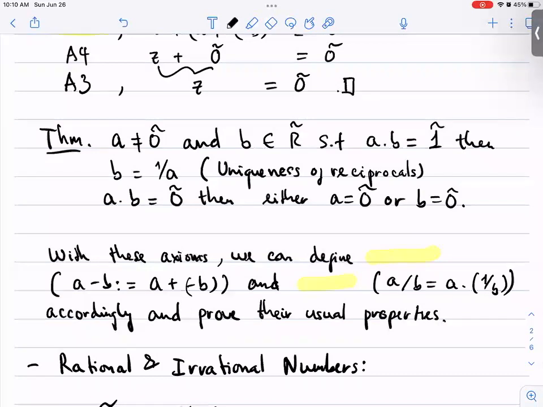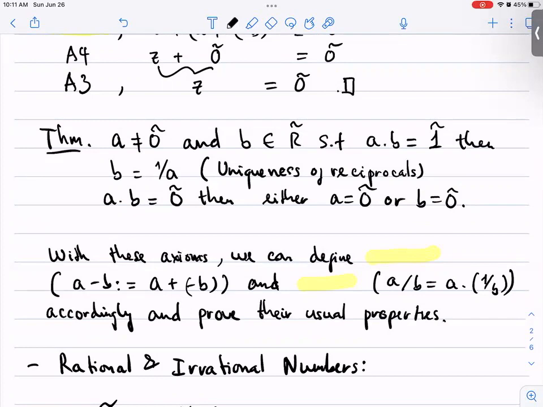Also, another statement of this theorem says that if the multiplication of A and B is equal to the zero element, then either A must be equal to 0 or B must be equal to the 0 element. I'm not going to give the proof of this theorem, but you can read about it more in the textbook.